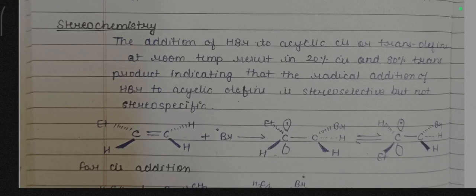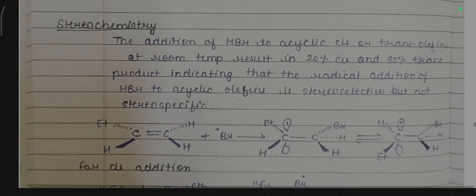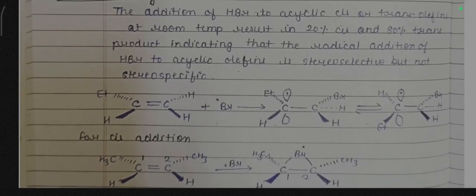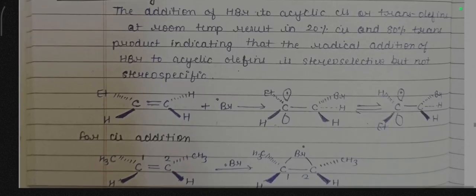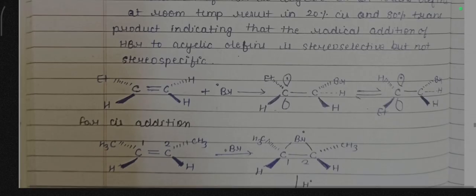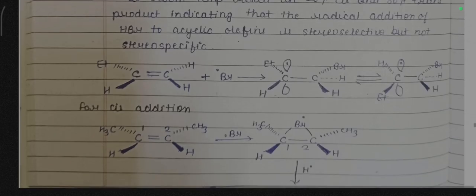Stereochemistry. The addition of HBr to acyclic cis or trans olefins at room temperature results in 20% cis and 80% trans product, indicating that the radical addition of HBr to acyclic olefins is stereoselective but not stereospecific.